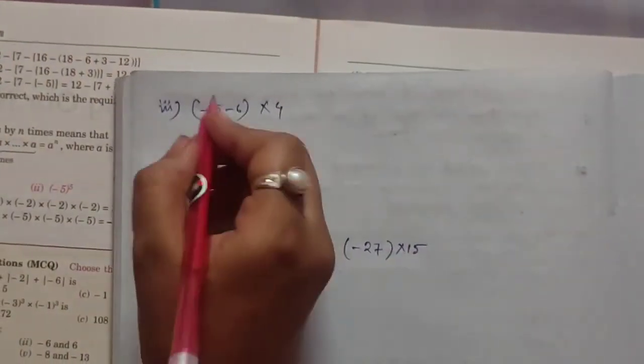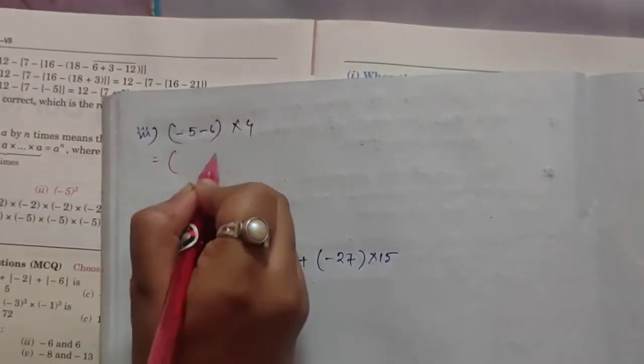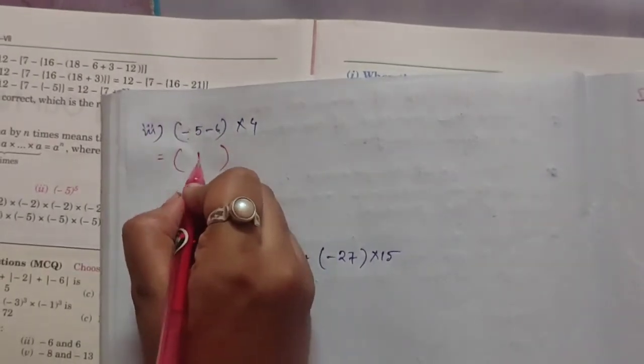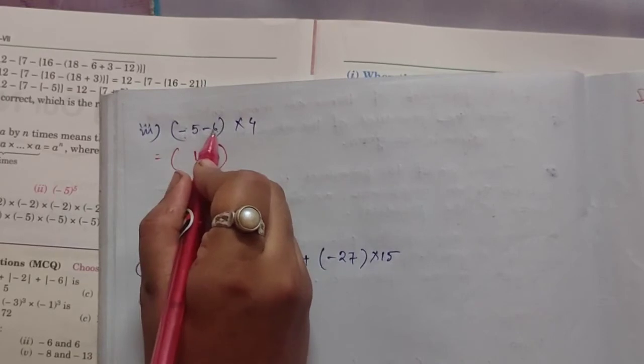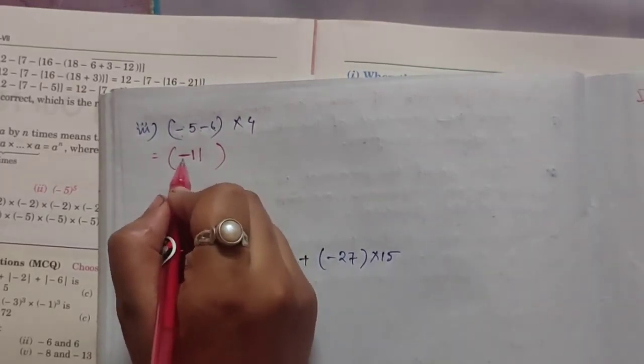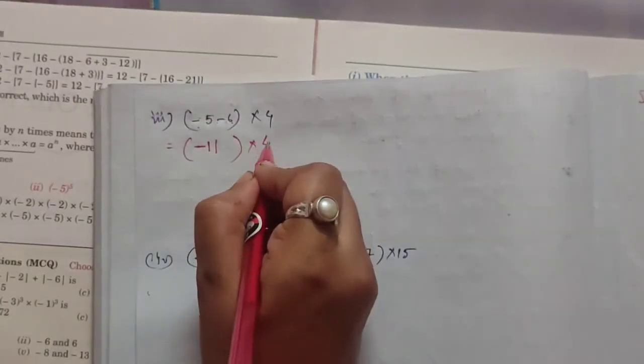So next, question number 3. Minus 5 minus 6. These two have opposite signs, so we will do the addition. 5 plus 6 is 11. And before the greater value there is a minus, so we will put minus here and 4.